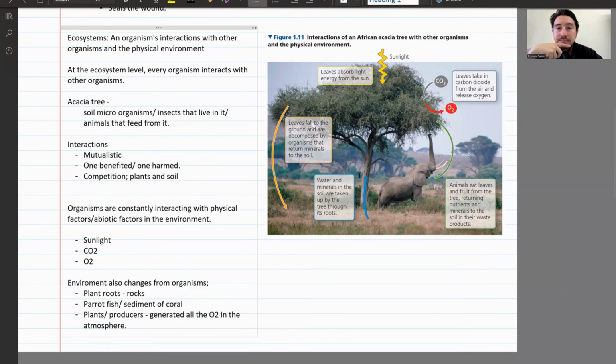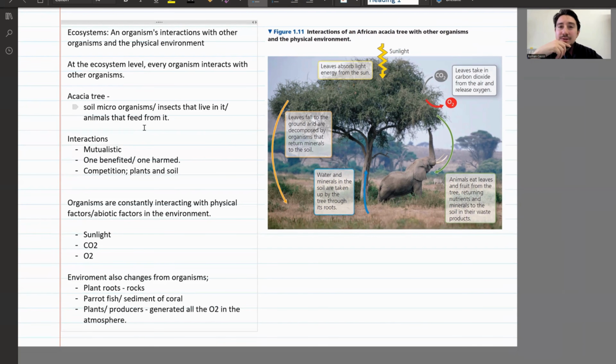You have this organism here. You have the acacia tree. You have soil microorganisms, insects that actually can live within the acacia tree, right? Particularly ants. There's some species of ants that can live within the tree, and some of these acacia trees have little kind of spikes. If a predator comes in and hurts the tree, the ants can come out and attack and defend it, right?